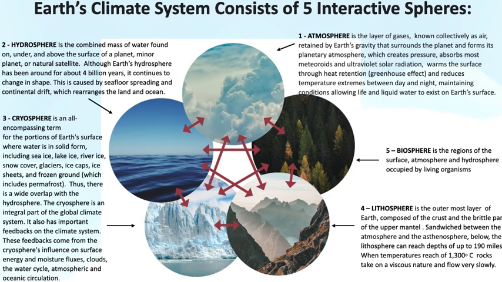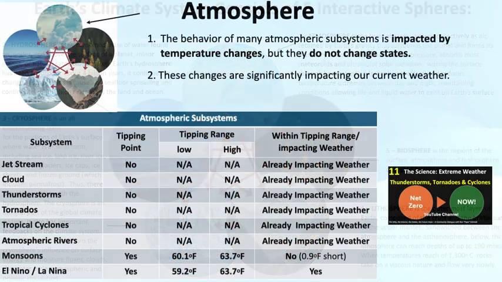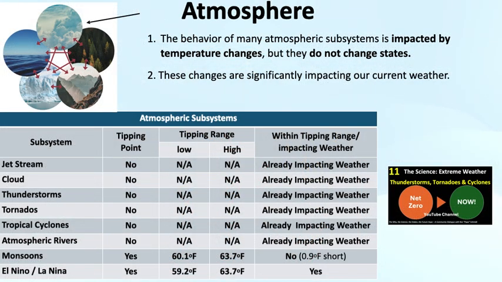So let's begin. Here are the 5 spheres: the atmosphere, which is air; hydrosphere, which is water; cryosphere, which is ice; the lithosphere is the surface of the Earth and the mantle underneath it; and the biosphere is where living things live. But it could be either on land or in the ocean. So we're going to take each one of these. So we'll start with the atmosphere.